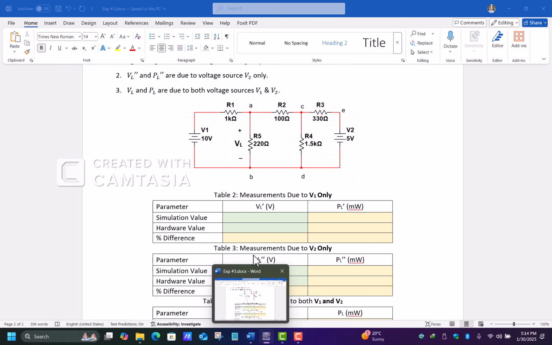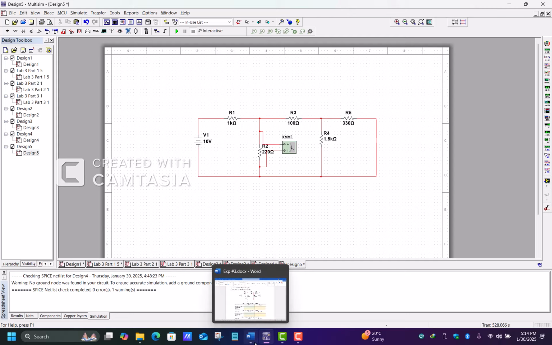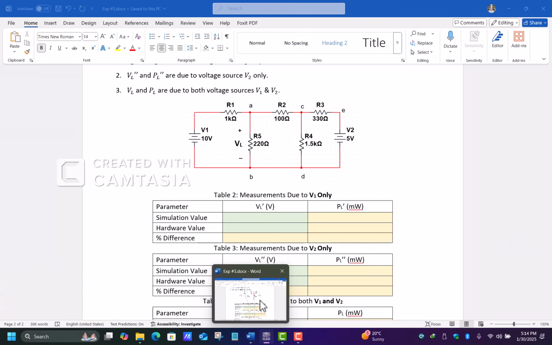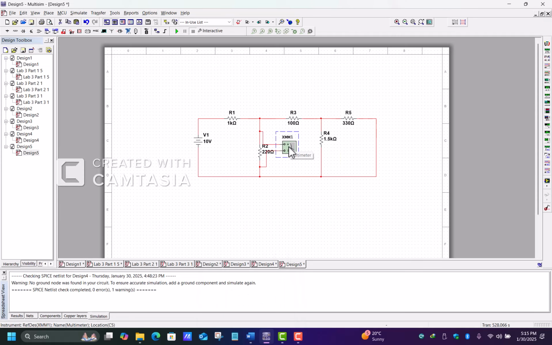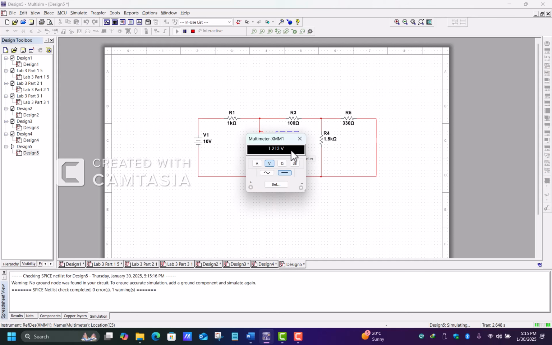What are we going to measure here? We are going to measure the load voltage and the load power in milliwatts. After creating this circuit for the table, we'll run this model. We click the run button there. Afterwards, you see that this is our voltage drop across the load.